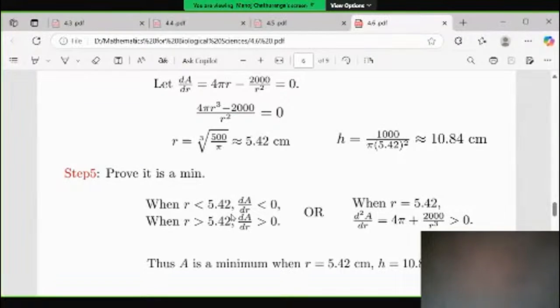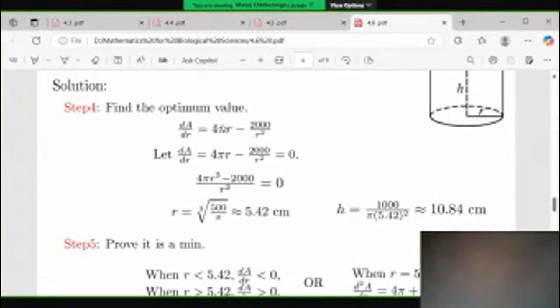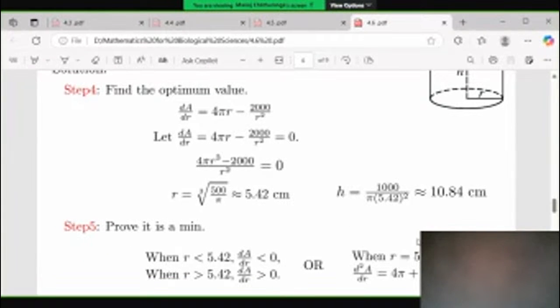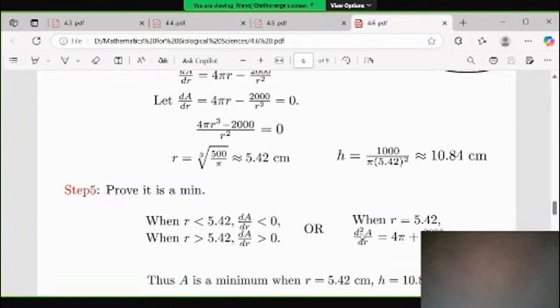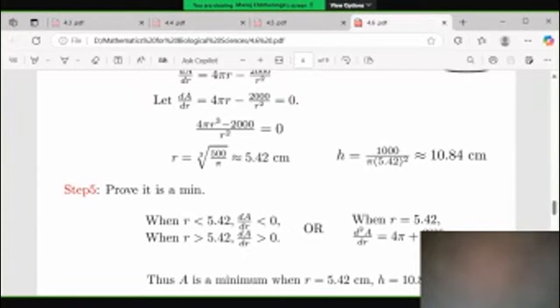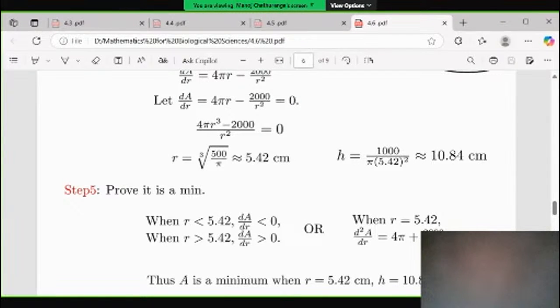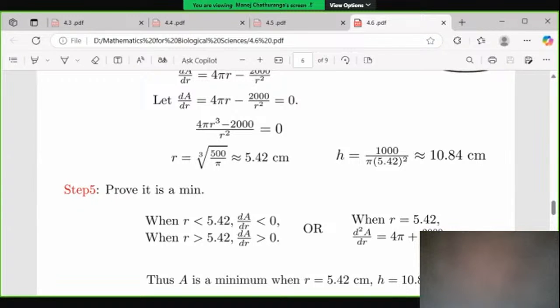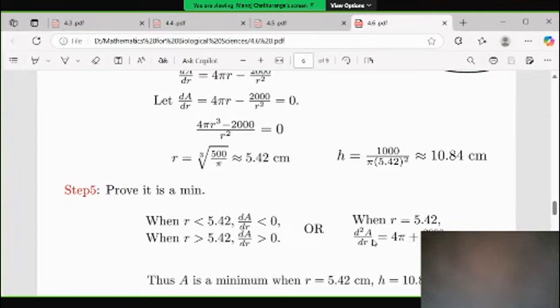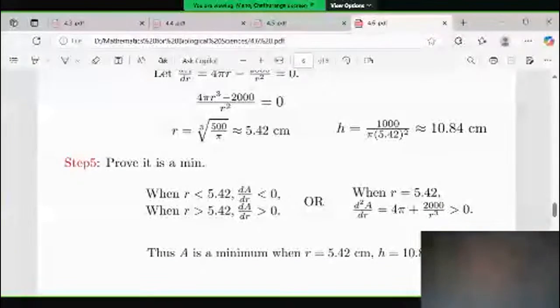Or you could use the second derivative. Take this derivative and differentiate it one more time. And the second derivative is 4 pi minus 2000 divided by r to the third power. For any positive r value, this is positive. Second derivative is positive, so the function is going up. It is looking upward. So it has a local minimum at this particular point.